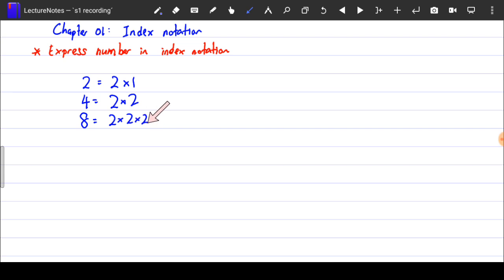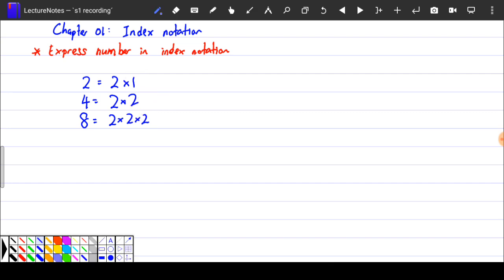Is there an easier way to actually express this number? Actually, there is. So we say that this is just equals to 2. However, this can be equals to 2 to the power of 2, or what we call the index of 2 is 2. So we call this the index.